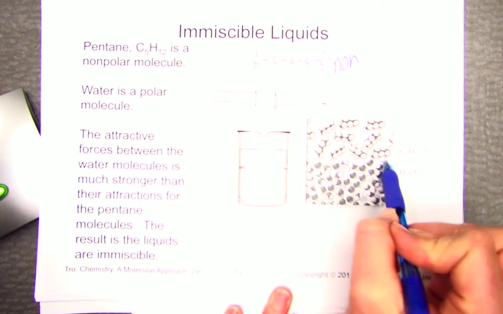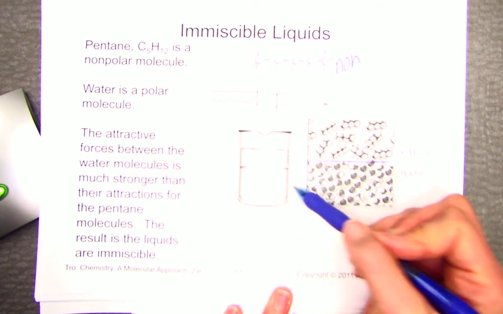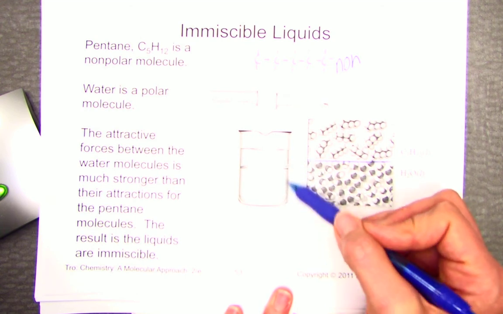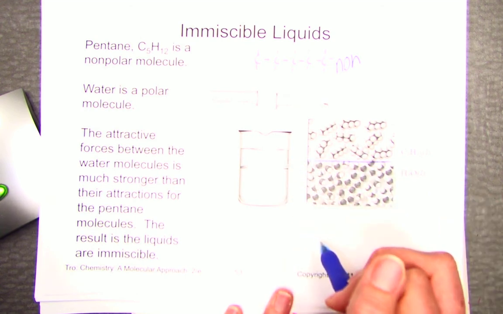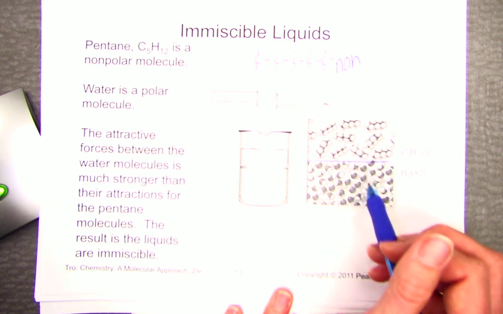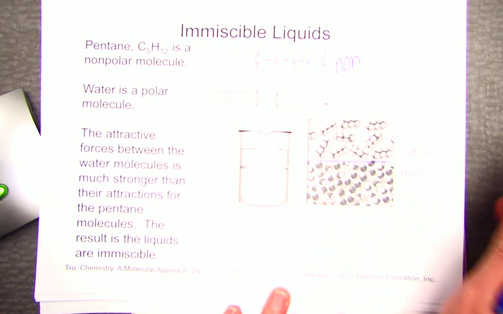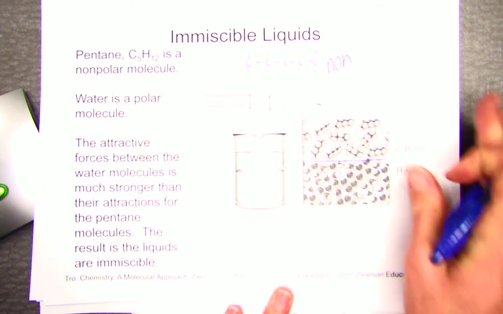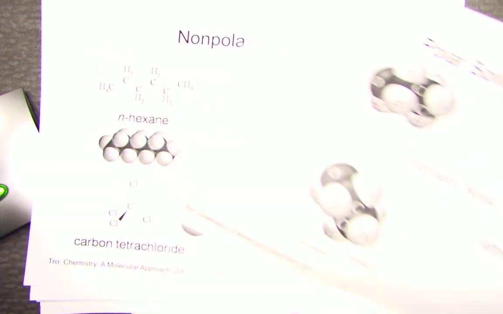We literally see a layer, just like oil floating on water. Pentane would float on water, and they would not mix between them. So immiscible liquids do not form a true solution. They are not soluble. Nonpolar pentane with polar water will not form a solution.